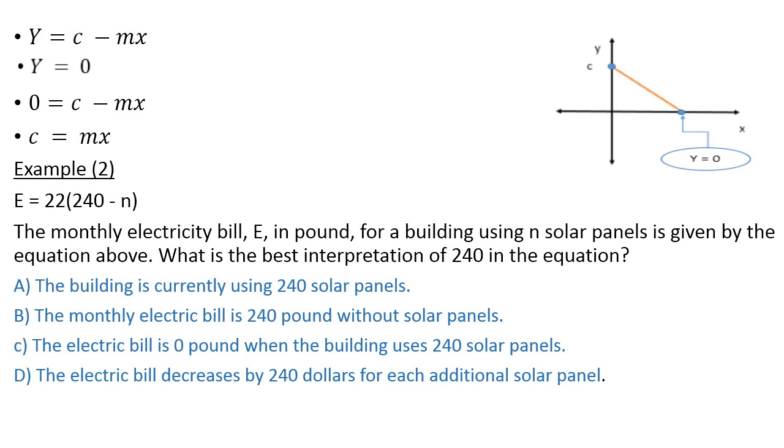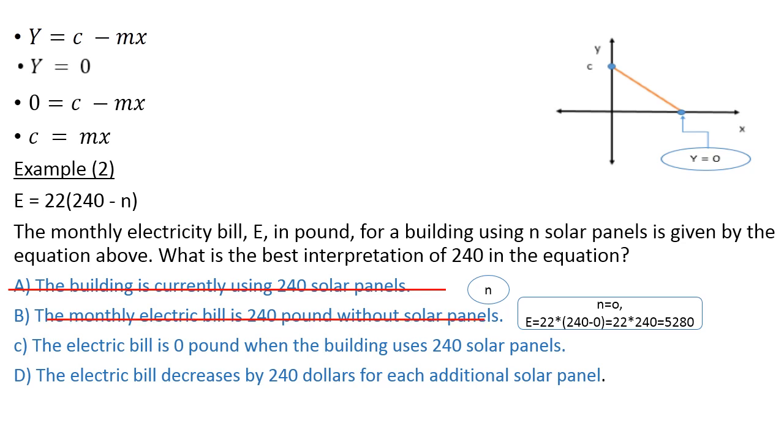The first one is the building is currently using 240 solar panels. We don't know the number of solar panels, as it is given in the equation as the variable n, so we remove this answer. The second choice, the monthly electric bill is 240 without solar panels. The words without solar panels mean that n is equal to 0, so we substitute in the equation. We get E equals 22 multiplied by 140 minus 0, which is equal to 22 multiplied by 140, which is equal to 5280 pounds, not 240. We will remove this answer also.